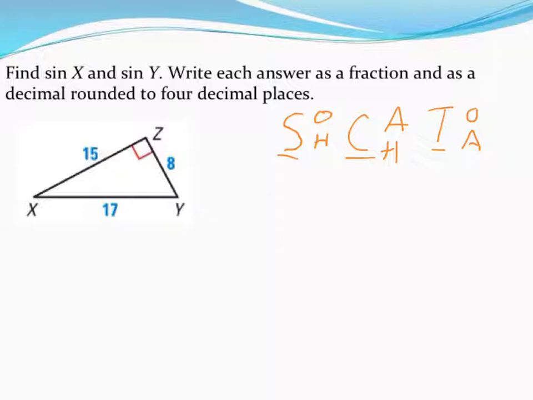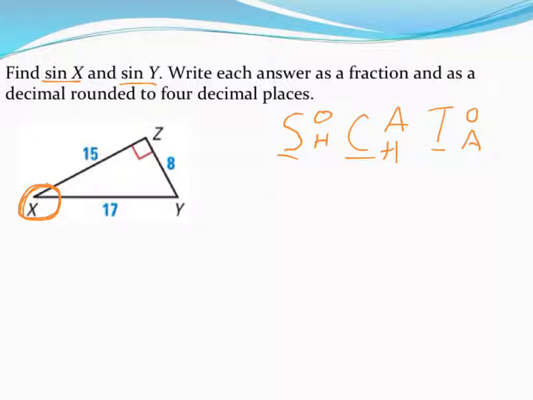So first up, they're asking me two questions right off the bat. They're saying find the sine of x and find the sine of y. Let's not worry about the sine of y for right now. Let's just worry about sine of x. So I want to go ahead and circle that angle because that's where I'm going to be looking right now. And the names of the sides of my triangle are going to depend on what I'm looking at.